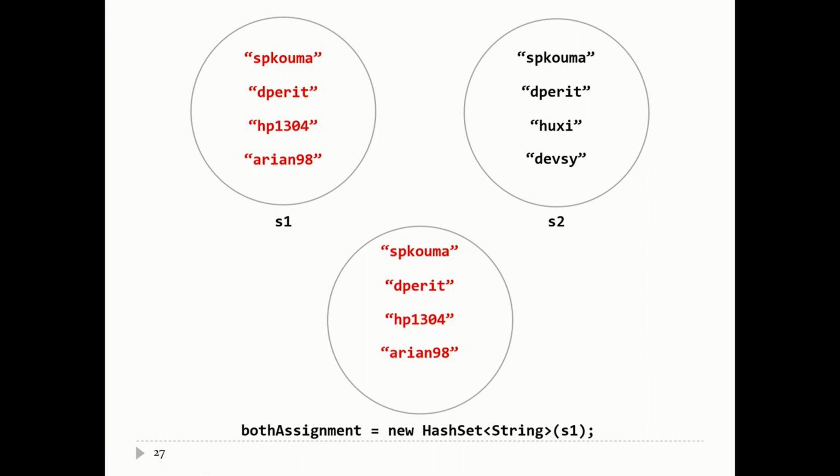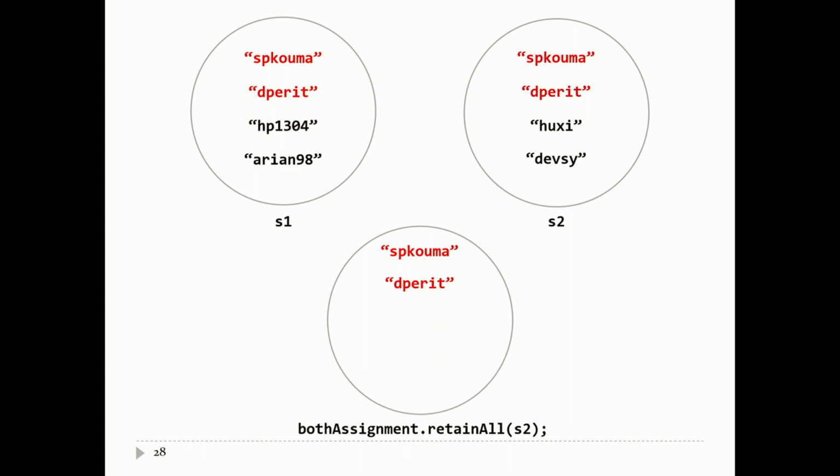Is this student in the other set? The answer is no, so we're going to get rid of them. Is this student in the other set? The answer is no, so we're going to get rid of them. So you end up with that set. So retainAll actually loops over the first set. It actually loops over that set there.